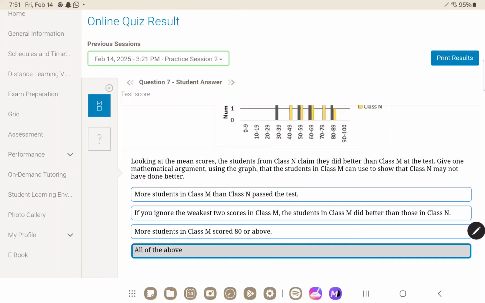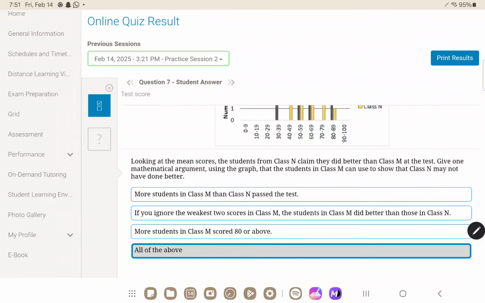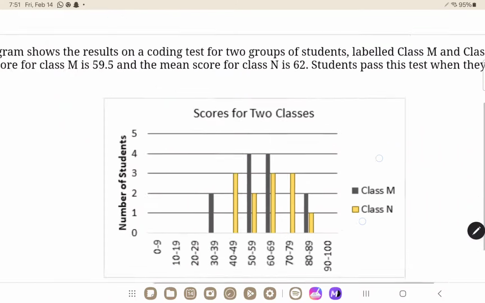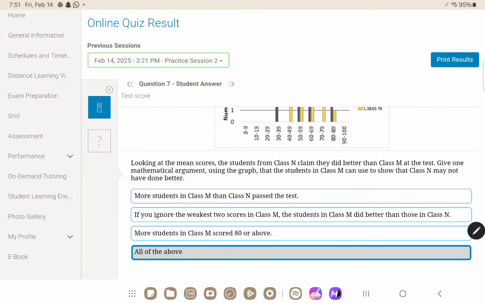If you ignore the weakest two scores in class M, the students in class M did better than those in class N. So if you ignore these two scores, looking at this part of the data, class M was scoring way more than class N. This is of course true. More students in class M scored 80 or above. As we can see, yes. And then last one, all of the above. Since all of them were true, it's all of the above.